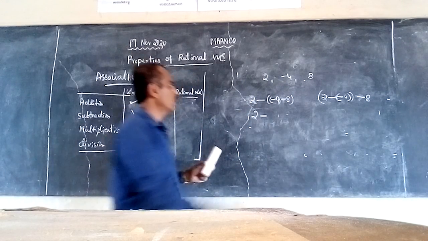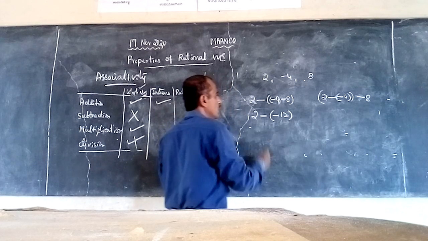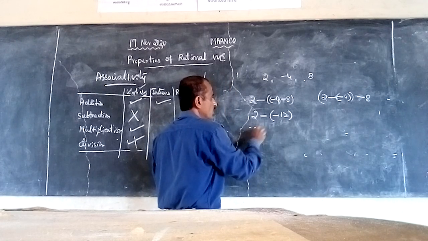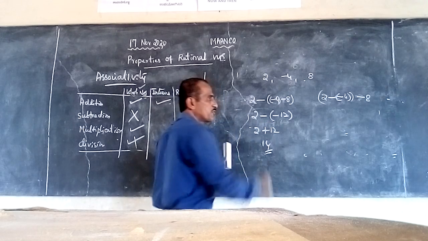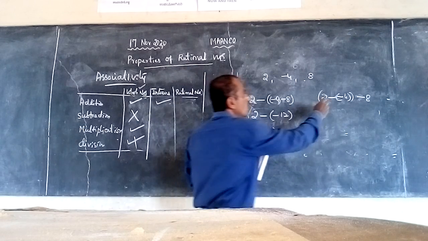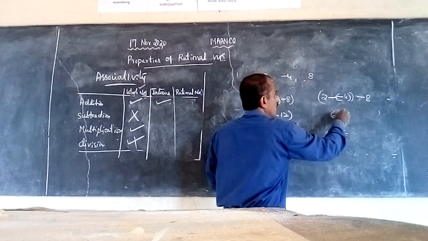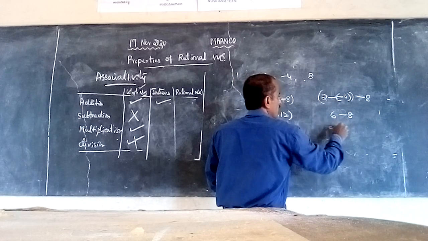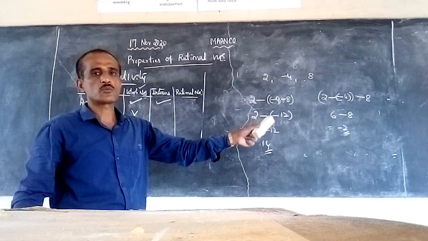2 minus 4 minus 8. What is the answer? Minus 4 minus 8 is equal to minus 12. 2 minus of minus 12 is 2 plus 12, which is equal to 14. Answer is 14. Here 2 minus of minus 4 is 2 plus 4, which is equal to 6. 6 minus 8 is equal to minus 2. Here 14, that side minus 2.